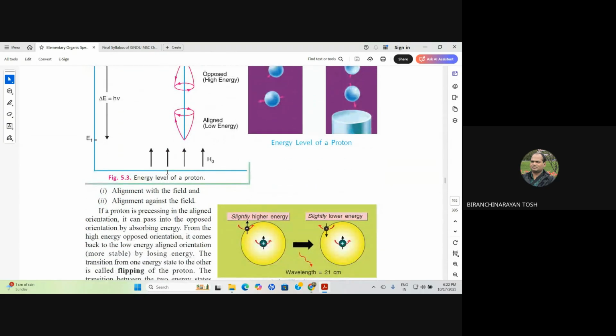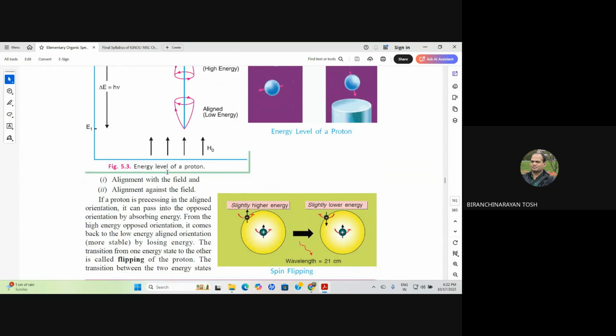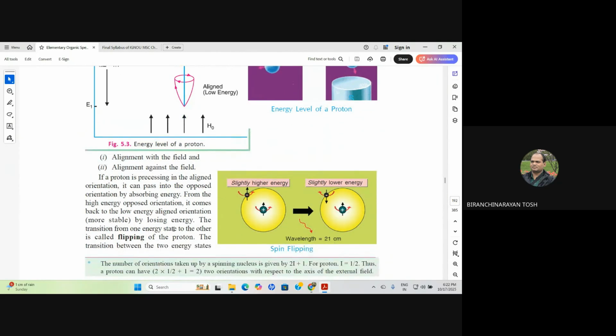So if a proton is precessing in the aligned orientation, it can pass into the opposed orientation by absorbing energy. That means it will jump to the higher energy state by absorption of energy. From the high energy opposed orientation, it comes back to the low energy aligned orientation, which is more stable, by losing energy. This transformation from one energy state to another is known as flipping of the proton.